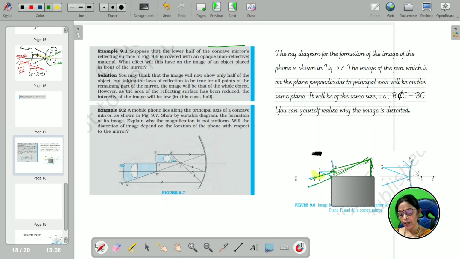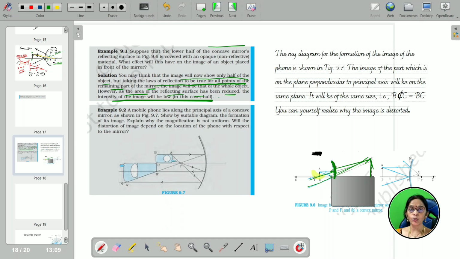You may think that the image will now show only half of the object. But taking the law of reflection to be true for all points of the remaining part of the mirror, the image will be that of the whole object. However, as the area of the reflecting surface, that is the aperture, is reduced, the intensity of the image will be low. So you get an image, but the intensity is reduced.